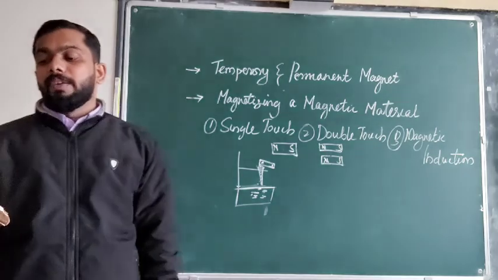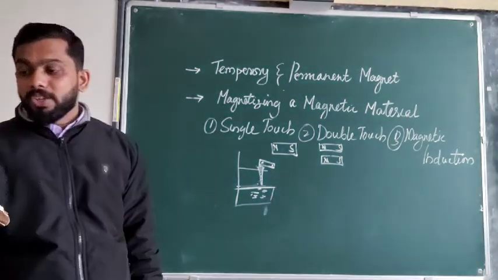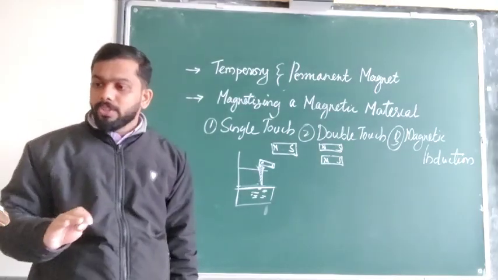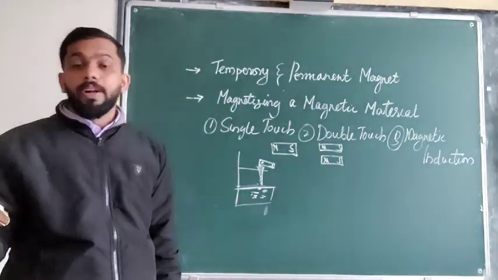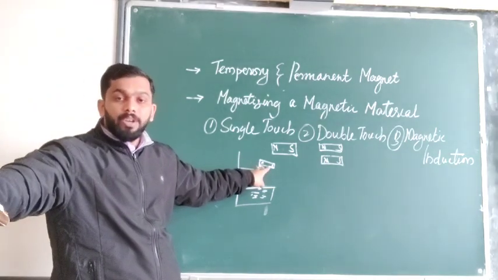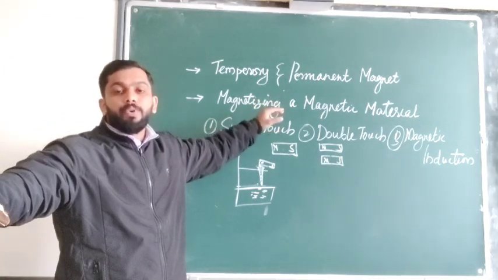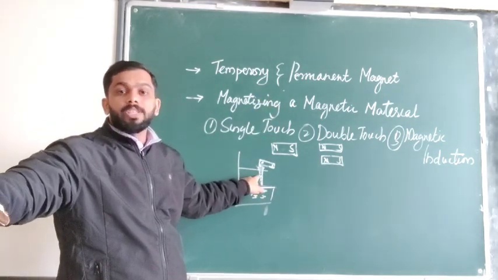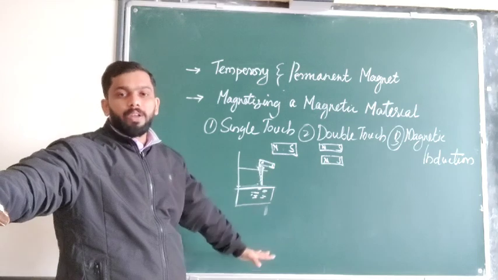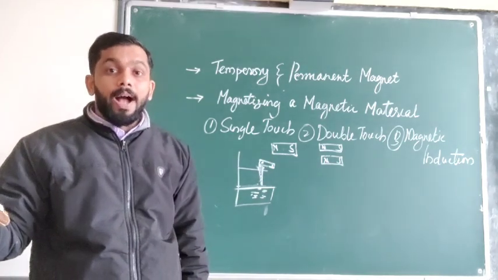On page number 88, the definition is given. Magnetic induction is the temporary magnetization of a magnetic substance under the influence of a magnetizing force. Once you have removed the magnetizing force, all the properties of magnetism vanish and the pins fall down. So it is called a temporary magnet.